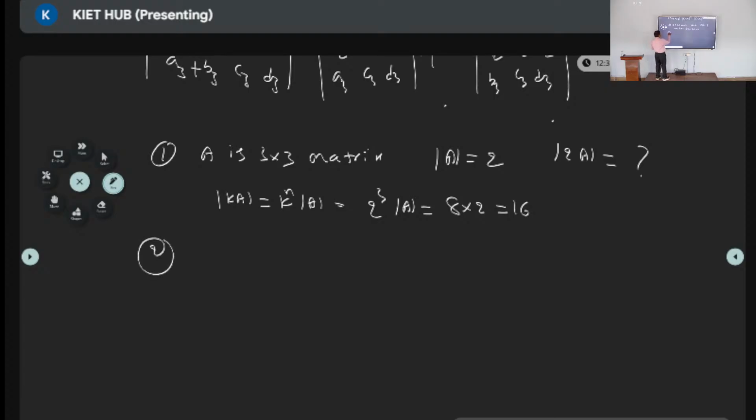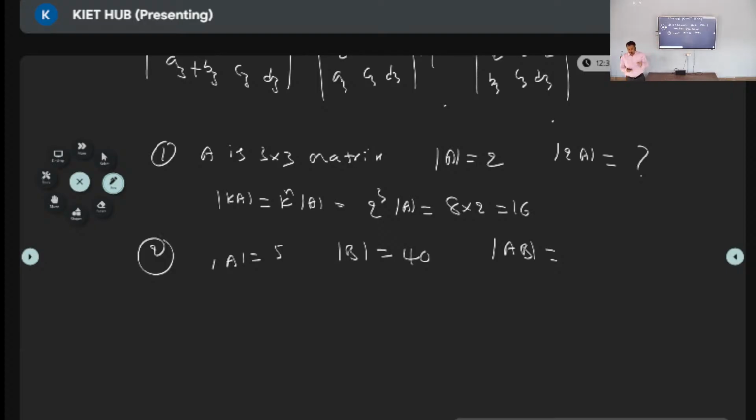Second. Determinant of A is 5. Determinant of B is 40. What is the determinant of AB? This is also a previous GATE question. What is the answer?